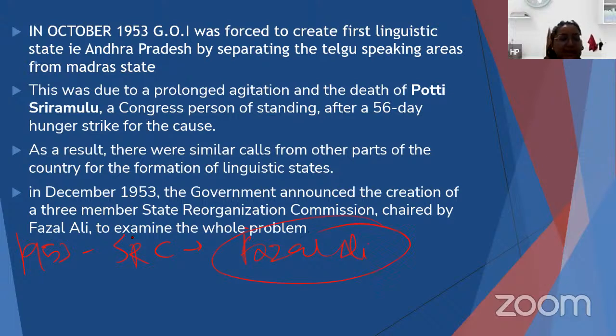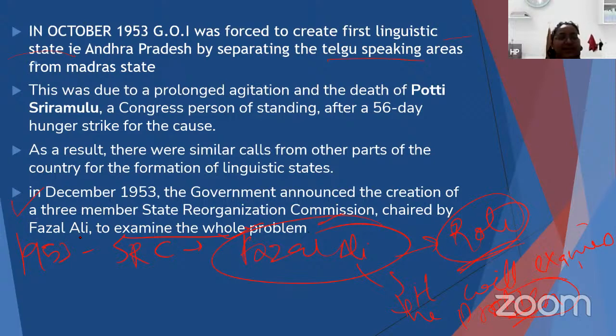इट गॉट क्रिएटेड. उसका व्हाट वाज द रोल, व्हाट वाज द नीड ऑफ दिस कमीशन? इट विल एग्जामिन जितना भी ये प्रॉब्लम है, इट विल एग्जामिन द प्रॉब्लम ऑफ व्हाट? क्रिएशन ऑफ स्टेट ऑन द बेसिस ऑफ लिंग्विस्टिक पैरामीटर्स. ओके, so what this commission will do, will examine the whole problem, that is creation of the state on the basis of linguistic factors.